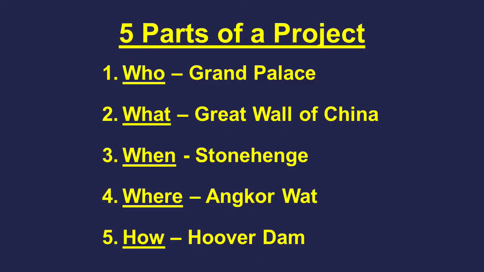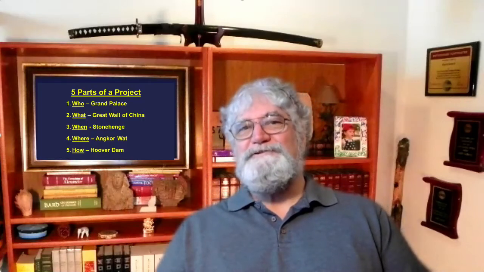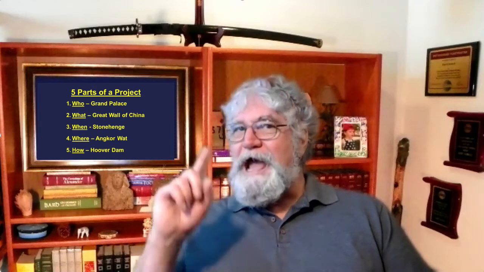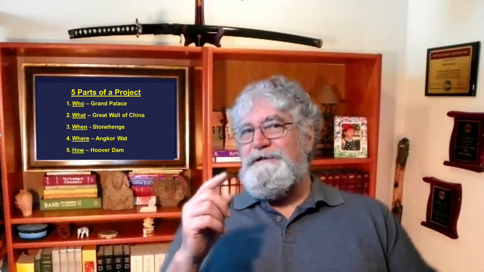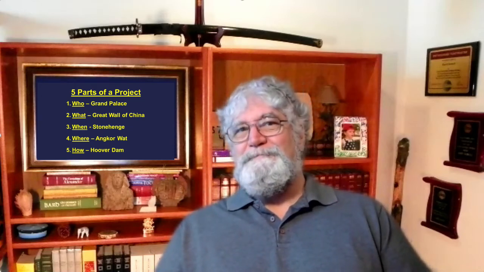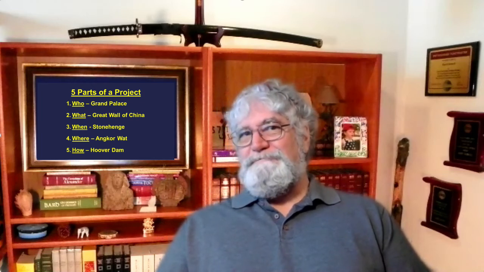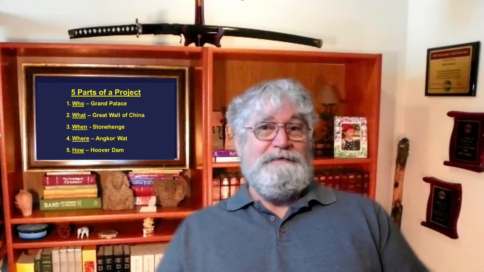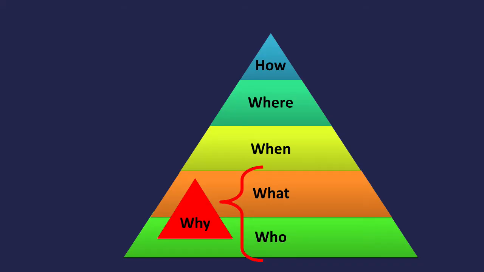Those are the 5 amazing projects that remind me most strongly of the 5 parts of a project: who, what, when, where, and how. As I said, each project has to have all 5 parts, and all those 5 parts have to work together and be balanced. But these projects seem to be especially good examples of those parts, don't you think? There's actually a 6th question that is also very important, and it's the combination of who and what. And that question is, why?